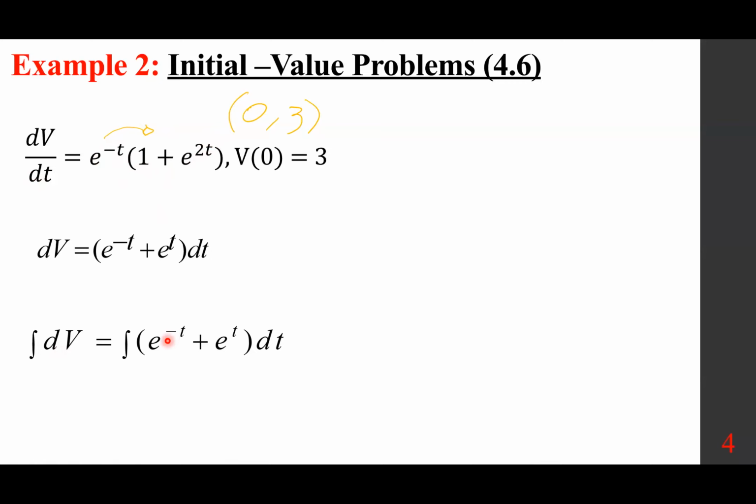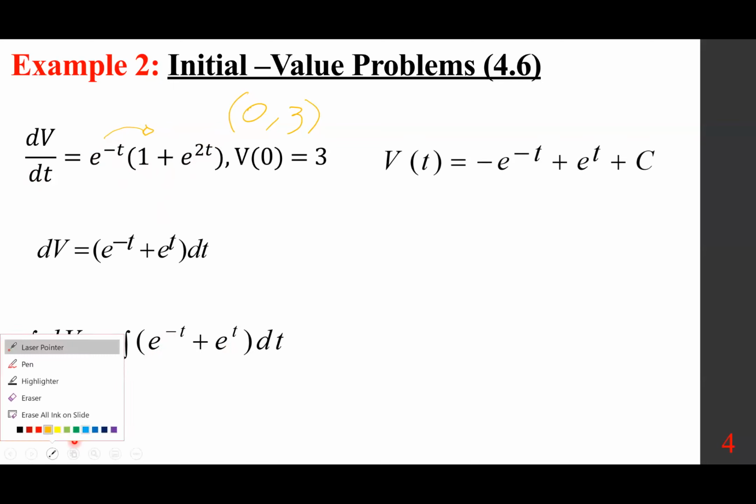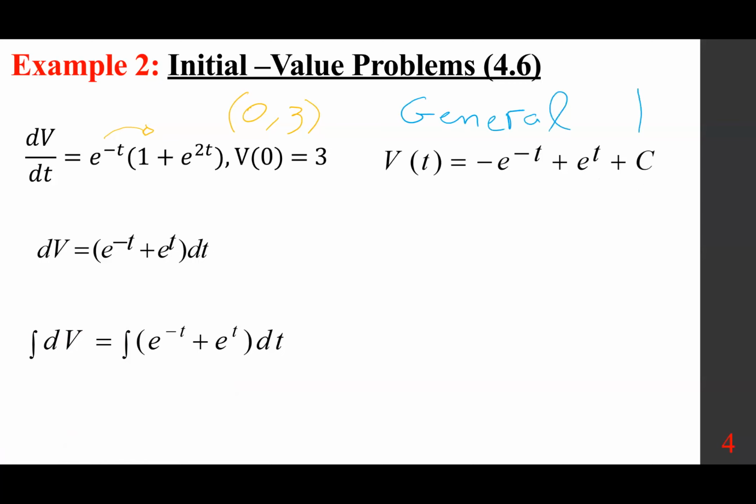This one we divide by negative 1, we get minus e to the power of minus t. This one is itself, plus a constant. And this is the general solution. Because of this constant, we have a general solution. We have a family of functions.